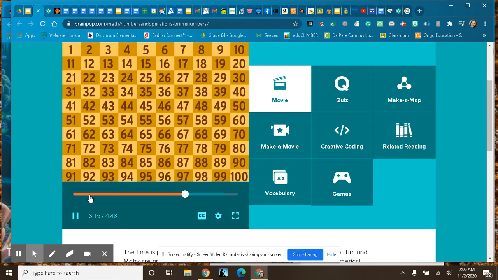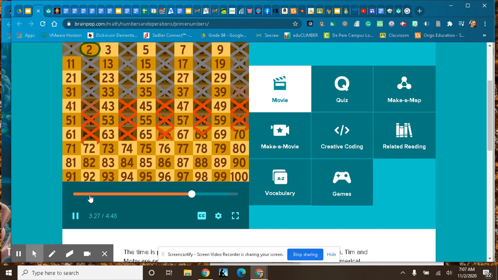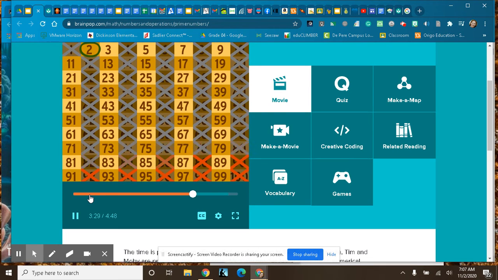Since 1 isn't a prime, cross it out. Then, circle 2, the smallest prime. Next, cross out every even number after 2. Since they're all divisible by 2, they're not prime.